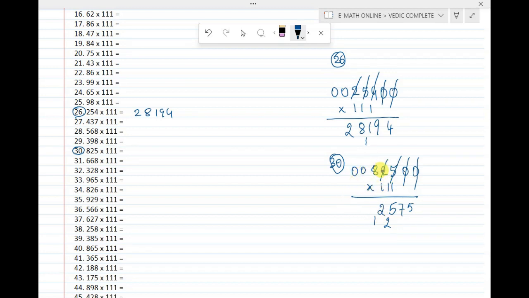Now select the last 3 digits 0, 0, 8. It will be 8 itself. 8, this carry forwarded number 1, then it will be 9. Cancel this 8. There is no 3 digits available. The sub procedure ends here. So the answer will be 92,575.